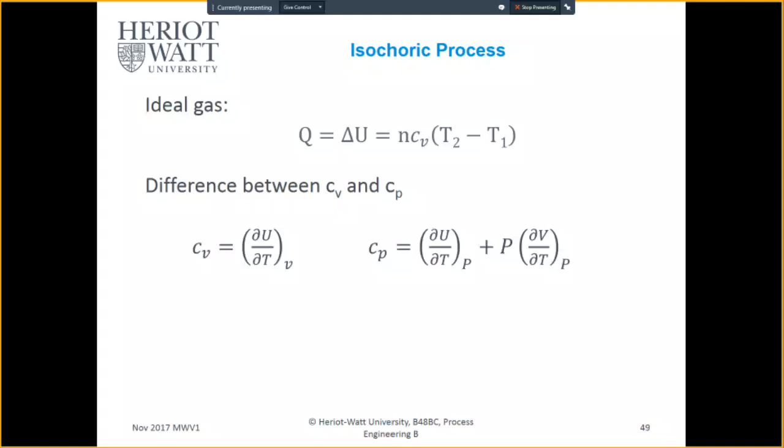So your Cv is the partial derivative of the change in internal energy over the change in temperature, and your Cp is the partial derivative of the change in internal energy over change in temperature plus the relationship between change in volume and change in temperature. This is the relationship you need to know to understand, but you won't be solving this until next year and the following year.